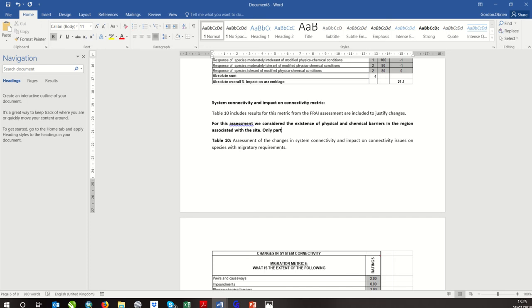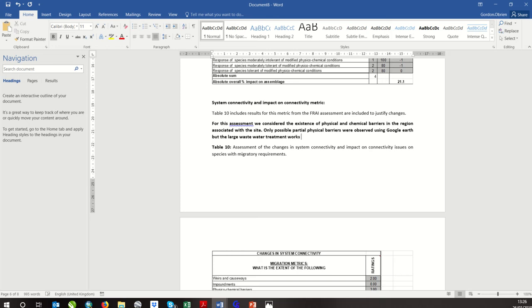Only partial potential barriers, it's only possible partial physical barriers were observed using Google Earth, but the large wastewater treatment works downstream may be affecting water quality that may affect connectivity of local features for some species.